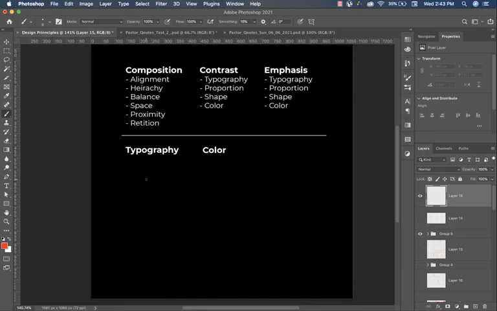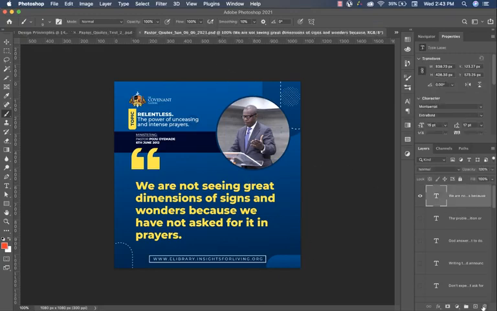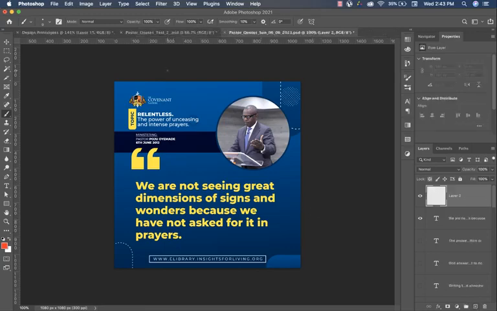So if you look at this design, let's say I do this, I do this, I do this. These proportions are not so accurate anyway, but you can see where I put the pastor's picture, close to this point. It was done for a reason.